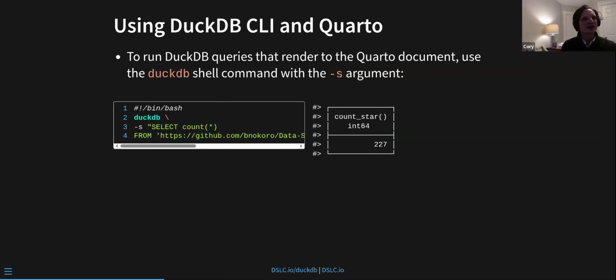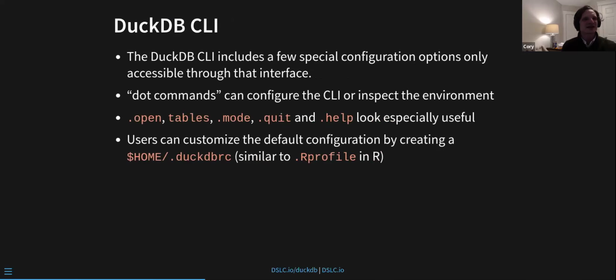And then I'll jump to the next slide. There are two ways that you can configure the CLI. One is through these dot commands, which you run in the interactive CLI. Some really useful looking examples are dot open, to open whatever file you want to open, be it a .duckdb file or something else.